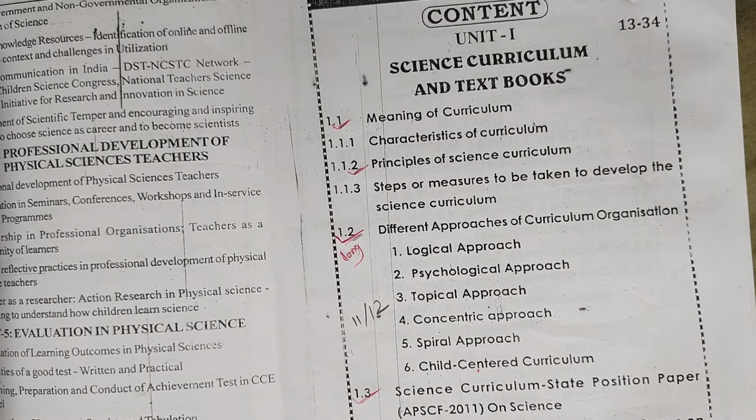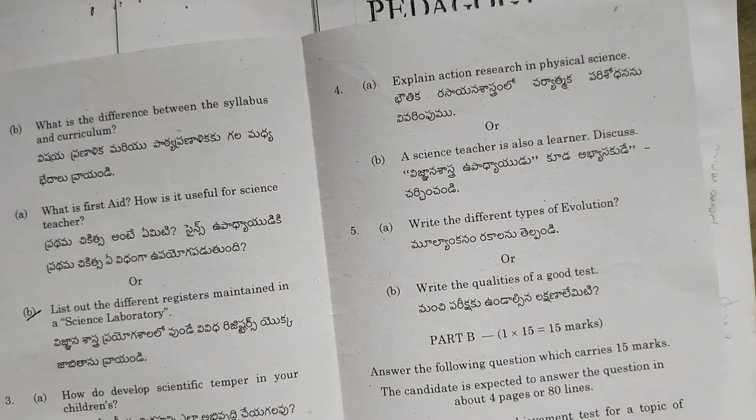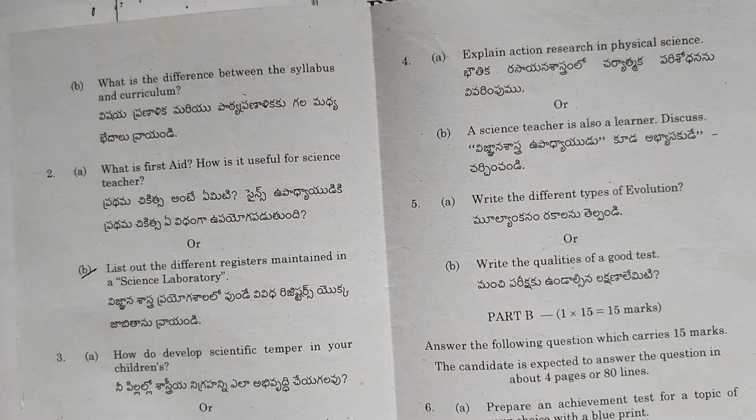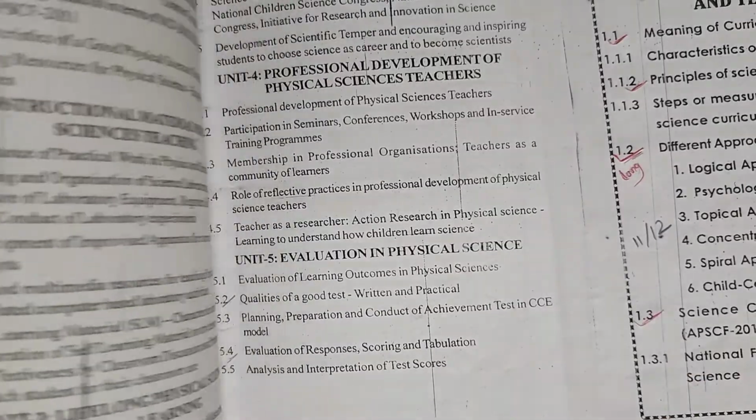Okay, friends, what happens is mathematics and physical science are both almost the same. You will get confused. Sometimes what I study in mathematics, I will write in physical science, because I will forget. Both are almost the same only.